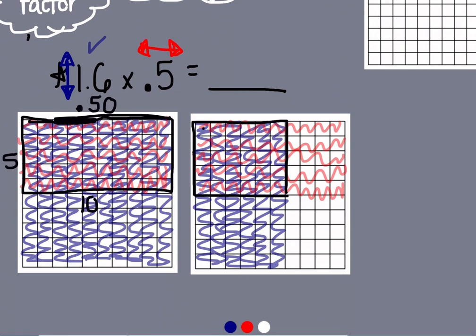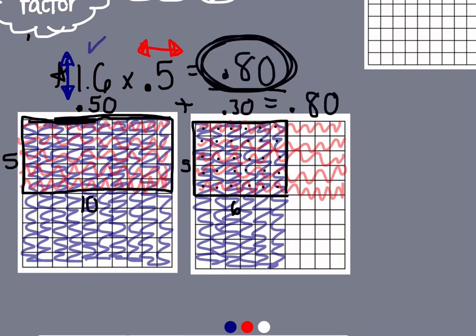This array, after I make the box, is going to be a 5 by 6 array or a 6 by 5 array, which means it'll be worth 30 boxes. And if I add those two together, I would get 80 hundredths as my answer, which is smaller than 1.6, and that's correct.